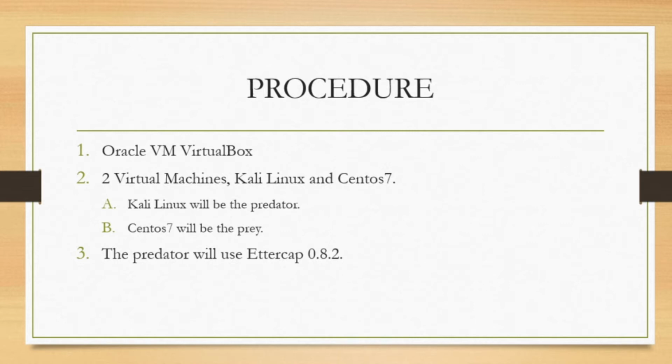For this video, we have listed down a couple of procedures. Number one, we are going to use Oracle VM VirtualBox, and then we are going to prepare two virtual machines, which are Kali Linux and CentOS 7. Kali Linux will be used as the predator, and CentOS 7 will be used as the prey. For the predator, we will use a sniffing software called Ettercap 0.8.2.